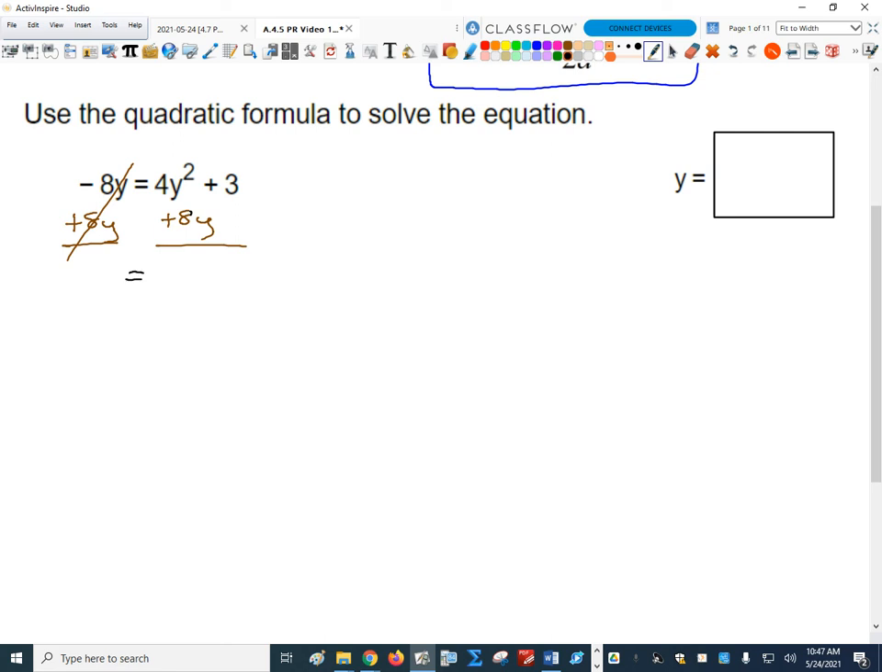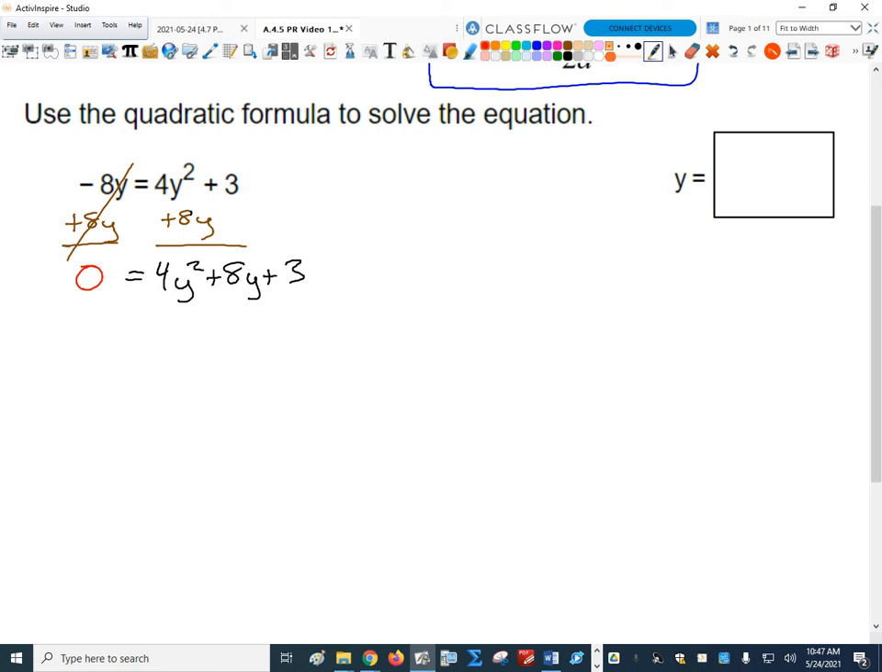So I end up on the right side, if I put it into standard form, I'm going to get 4y squared. Next comes the y term, so plus 8y plus 3 equals 0. It's in standard form. Okay. Now what? Well, now, in the past, we would have maybe tried to find magic numbers that multiply to, we'd have to use slip and slide.